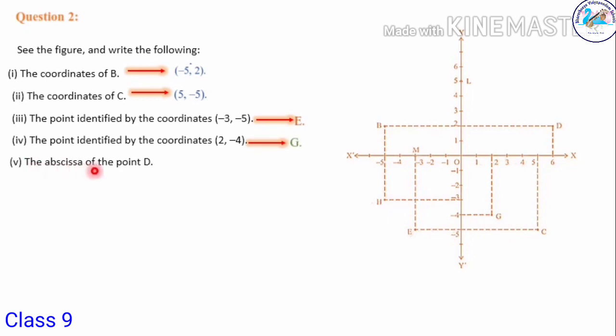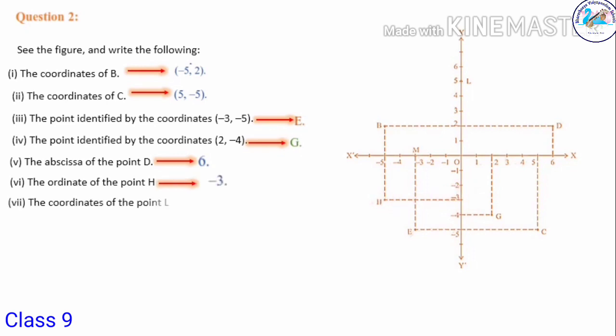Next question, the abscissa of the point D. We have already learned abscissa means x value. So we have to go to the point D and find its x value. Point D here is this one, and we have to come down to the x-axis. The x value is 6. So the abscissa of the point D is 6. Then next question, the ordinate of the point H. We have already learned that ordinate means the y coordinate of a point. So we have to go to H, and move to the y-axis, where it is meeting at -3. So the ordinate of the point H is -3.